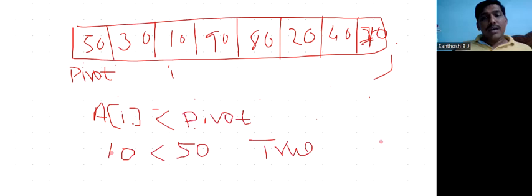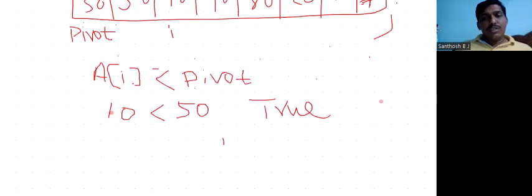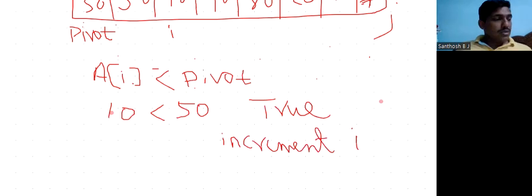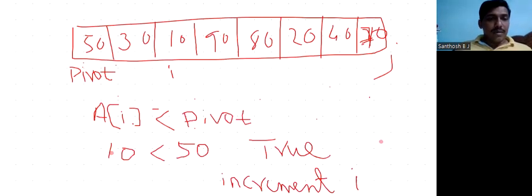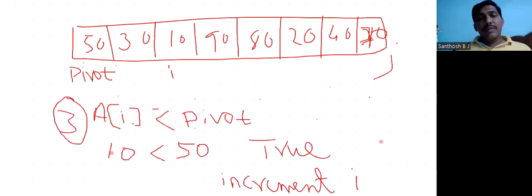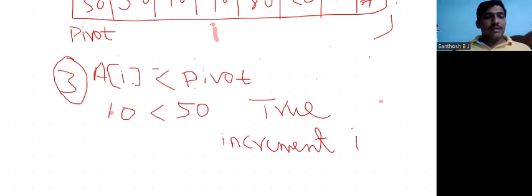Now you increment I, since the condition is true. Yes, you increment the I value. Okay, understood this third step. This is the third step over. So increment I is nothing but I moves on to here. Now what is the I value? Here I is 90.